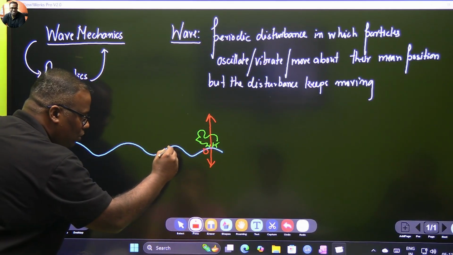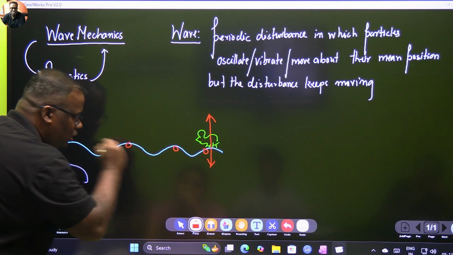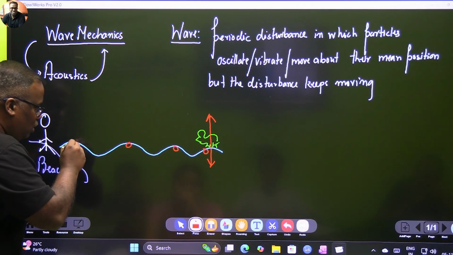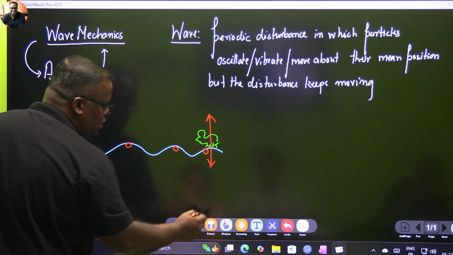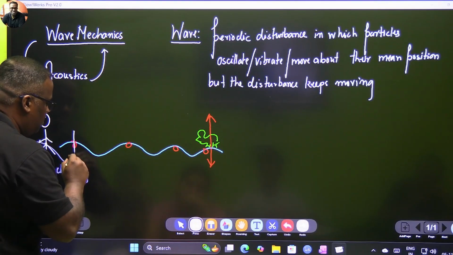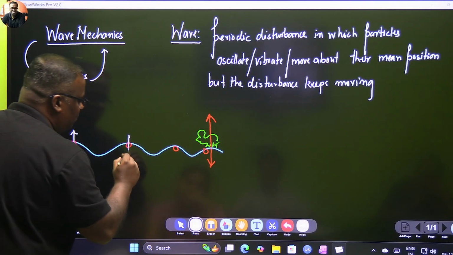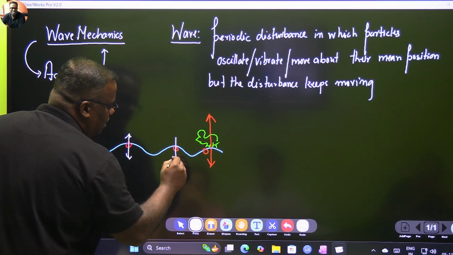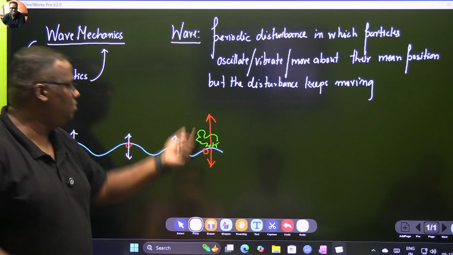This water molecule remains here. All these water molecules keep oscillating or vibrating around their mean position.